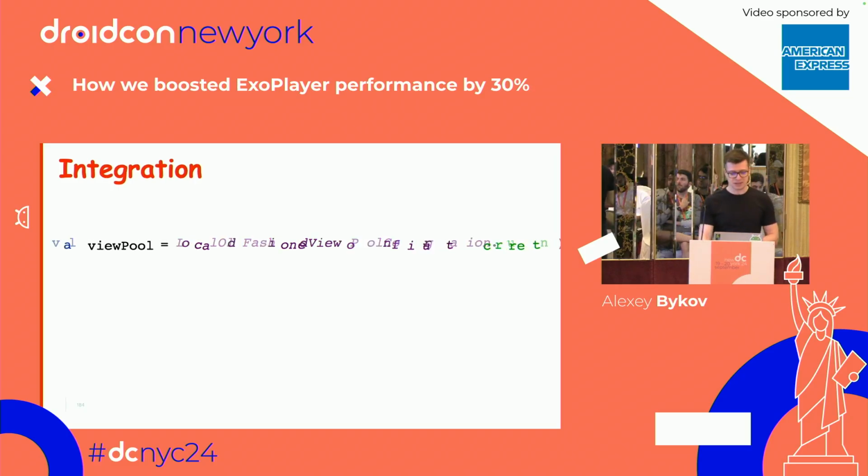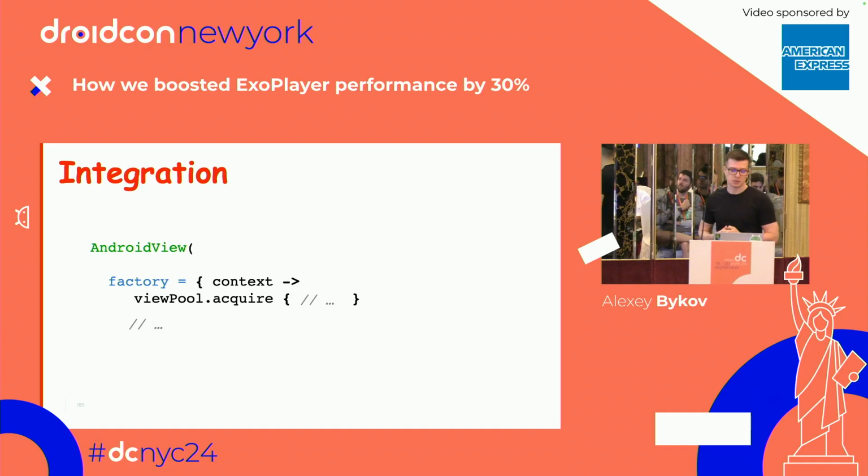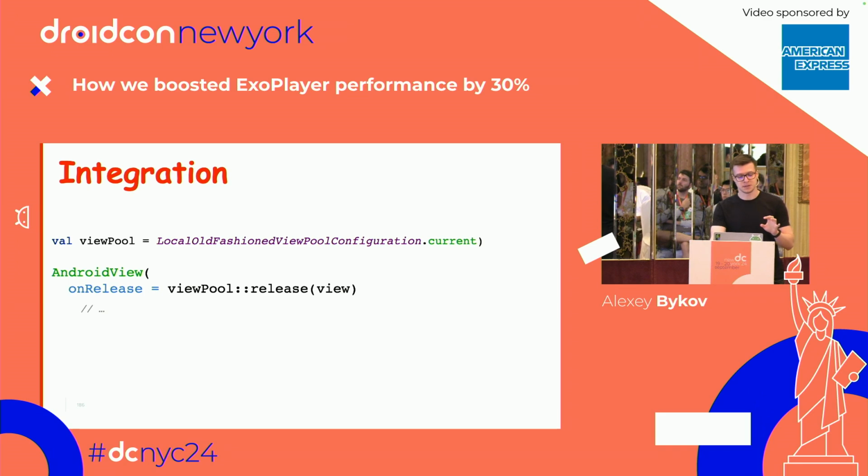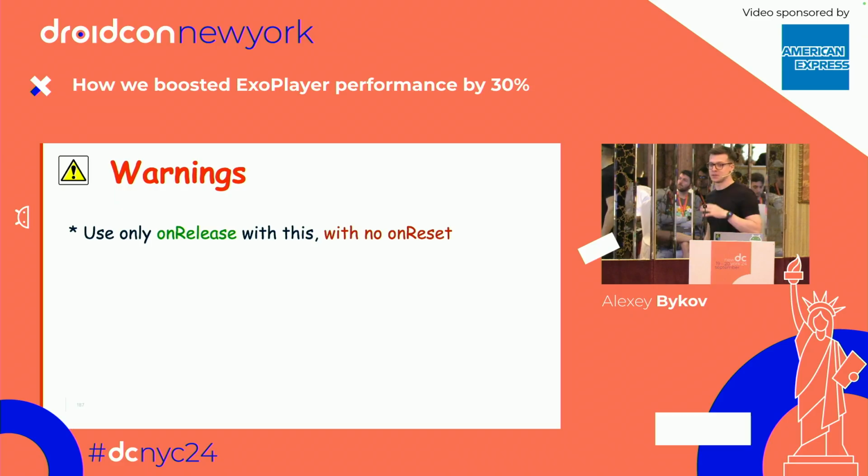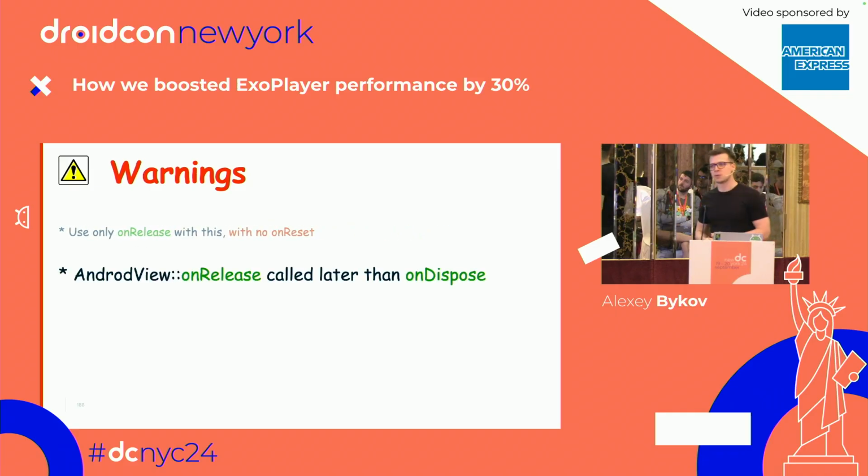And integration is a bit tricky. You would only need to implement the factory with the acquire method and only the onRelease method, and no more, because, for example, if you use onRelease with onReset, you will end up having multiple view pools, your own and the Android one, which is a system one. Also, if you have to store an old-fashioned view instance somewhere to handle some state, which you had better not be doing, ensure that you handle the whole releasing process in the onRelease method, because AndroidView's onRelease is called way later than onDispose in the root composable function.